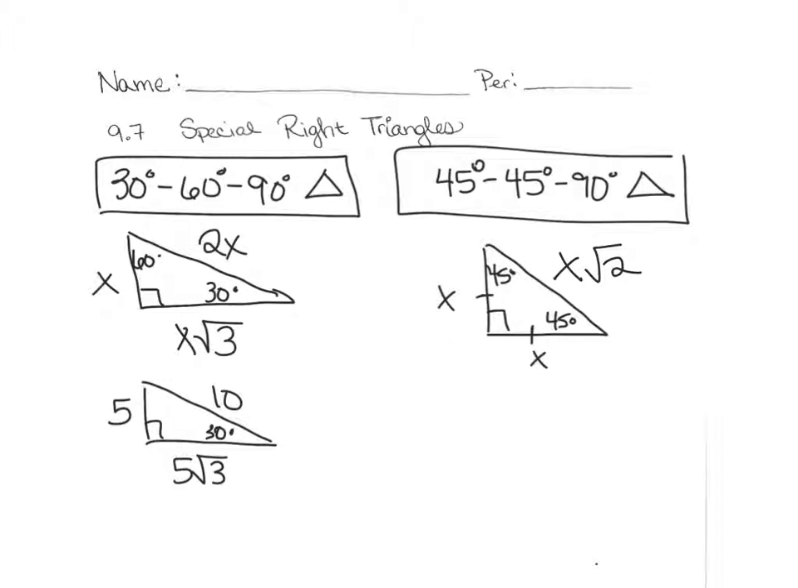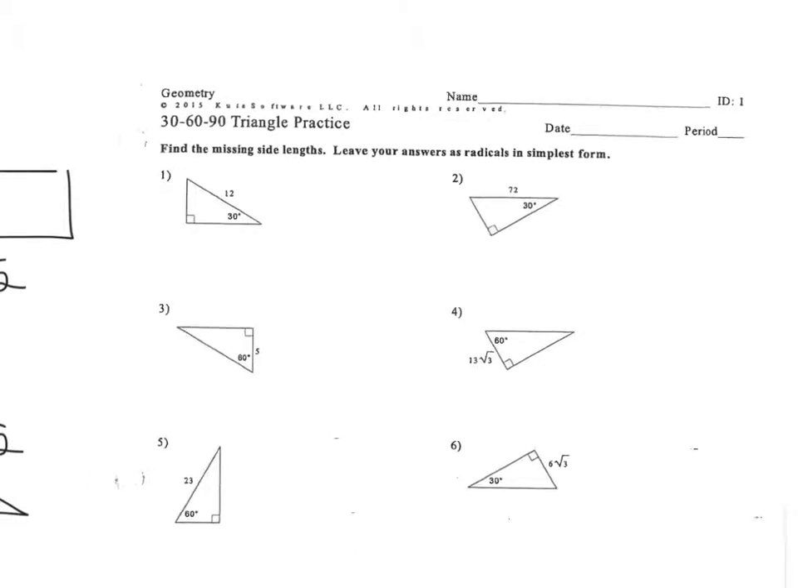It's actually, let's do an example with some numbers. If I said this was 45 degrees, and I labeled this as, let's say, 2, the other leg would also be 2, and the hypotenuse would be 2 root 3. Okay, let's go to the next page and apply these theorems to different problems, a little bit more challenging.